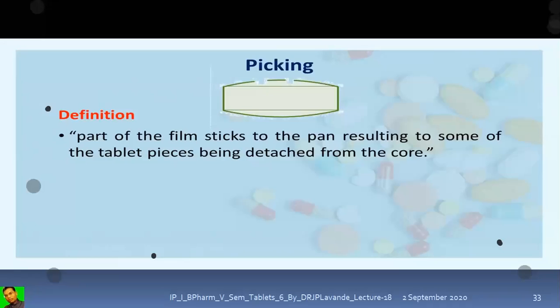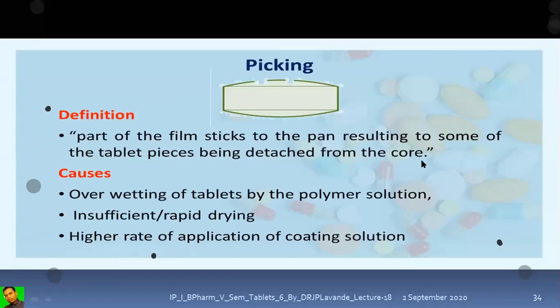Picking, we know very well. We came across it while studying tablet defects, isn't it? During the process of ejection, the upper punch removes some portion of the tablet, isn't it? So in the same way, there is picking in the case of tablet coatings also. Definition: part of the film sticks to the pan, resulting in some of the tablet pieces being detached from the core. Some of the coating pieces get detached from the core. So that is the picking.